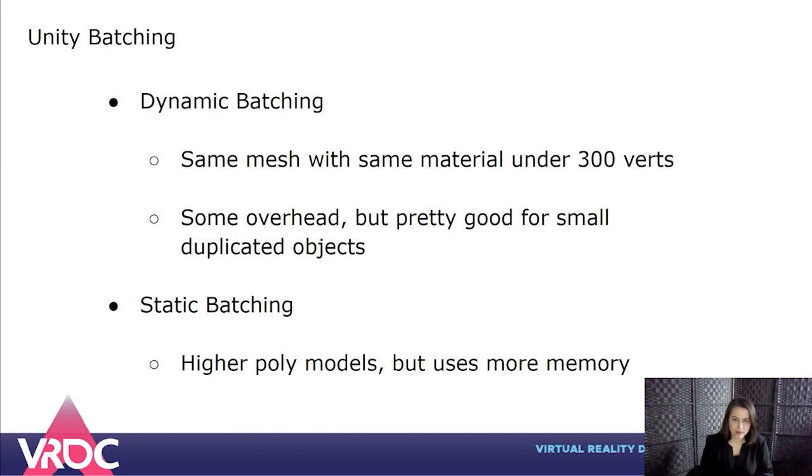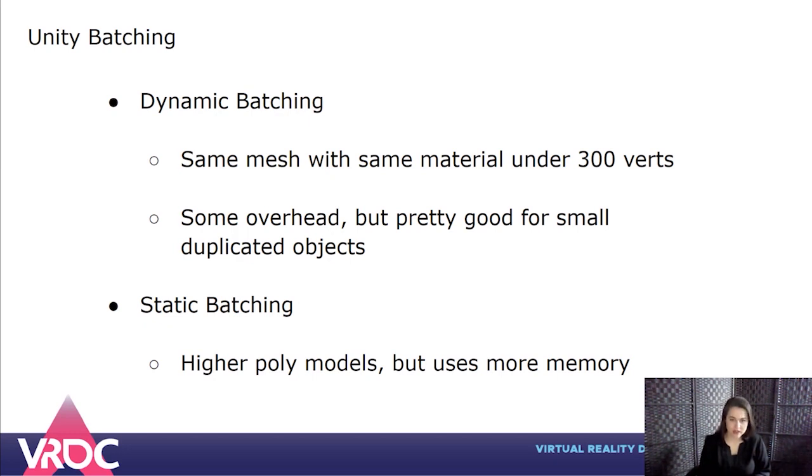The drawback to dynamic batching is that it comes with some computation per object batched, so if a ton of objects are being batched together, it might actually not save you much performance, but for a smaller number of objects, it's actually pretty great. And then there's static batching. Marking an object as static in Unity tells Unity that the object doesn't move and therefore can be batched.